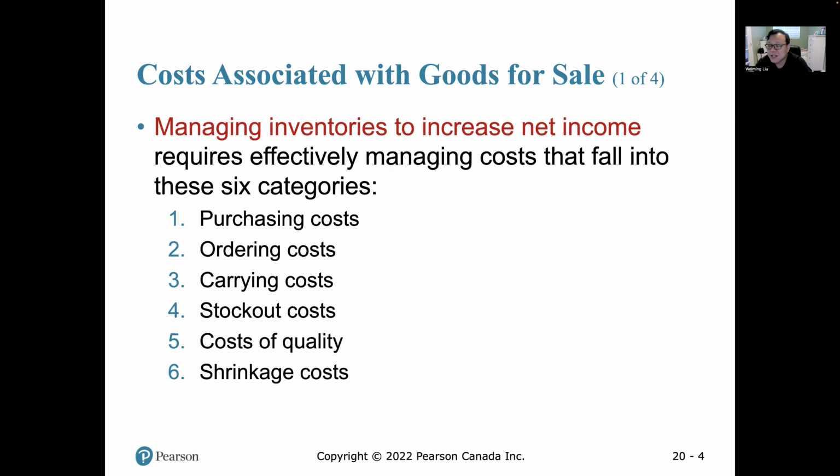Fourth, stock out cost. On occasions when you are running out of inventory, you probably have to get additional inventory right away to meet the sales demand. That's the additional cost. Then there are costs of quality and shrinkage costs. Shrinkage cost would be, let's say, you're importing vegetables and the vegetables spoil during transit. For cost of quality, you want to make sure that those products are of good quality.